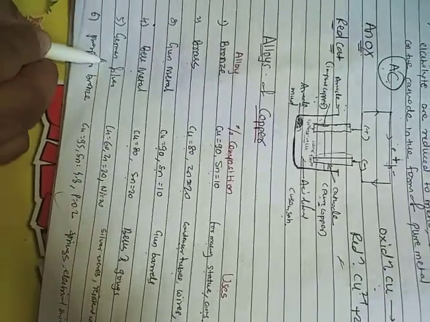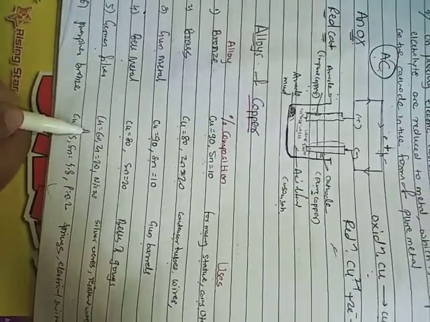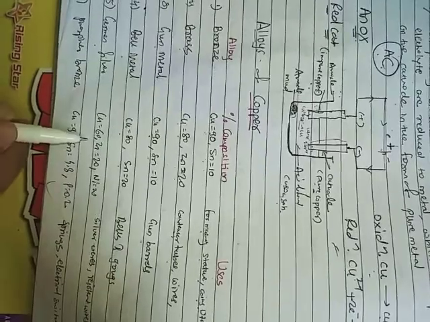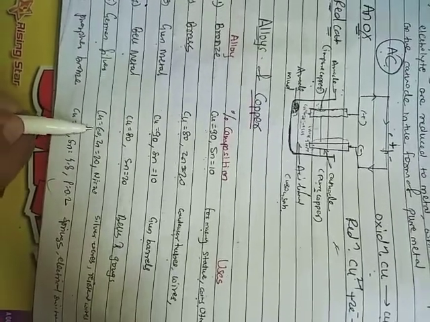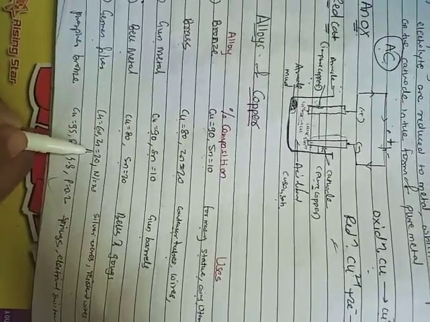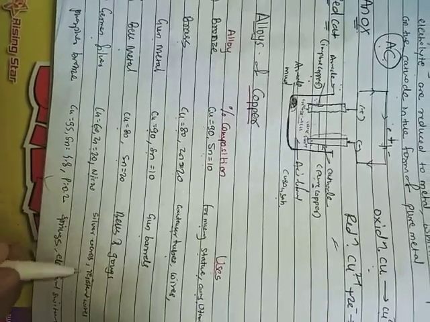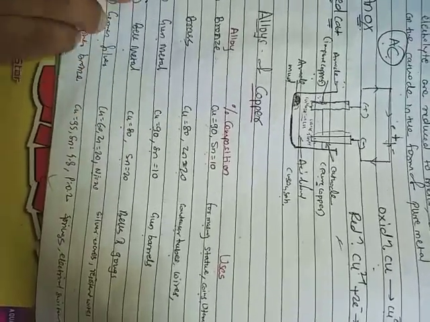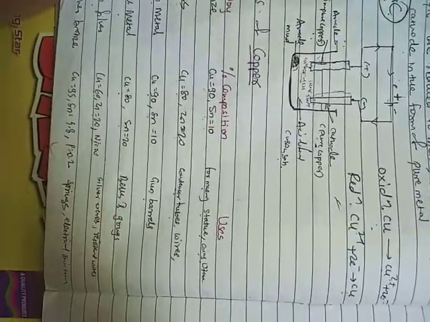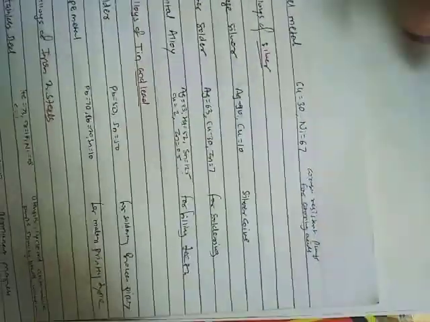Here German silver is also there. German silver is basically copper 60%, zinc 20%, nickel 20%. So all these are alloys, and they have different chemical compositions with respect to their uses.